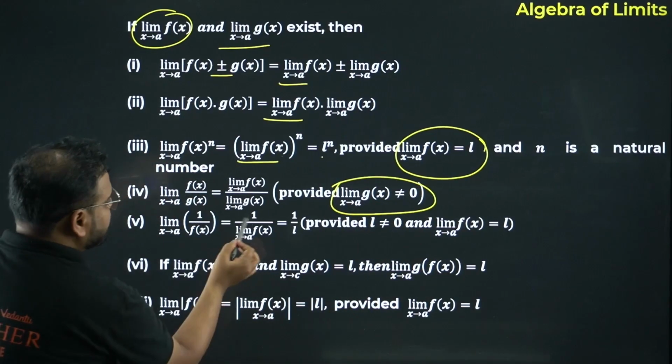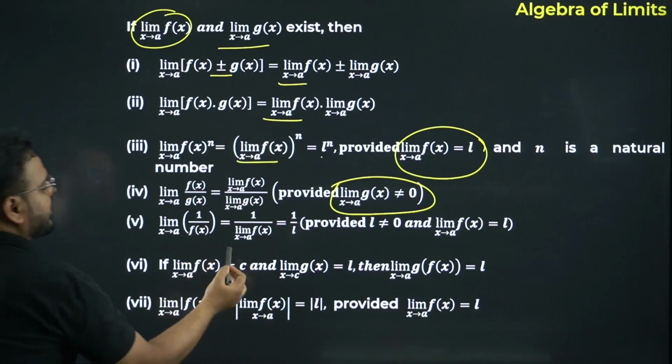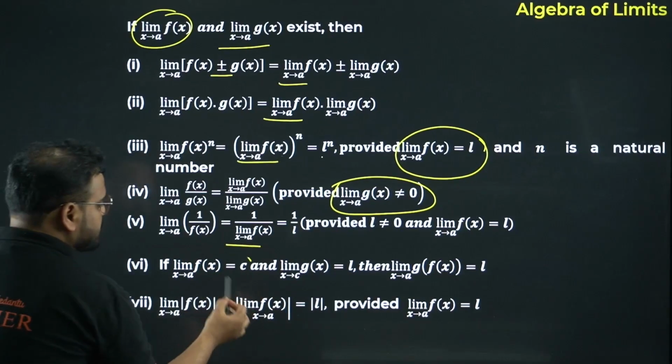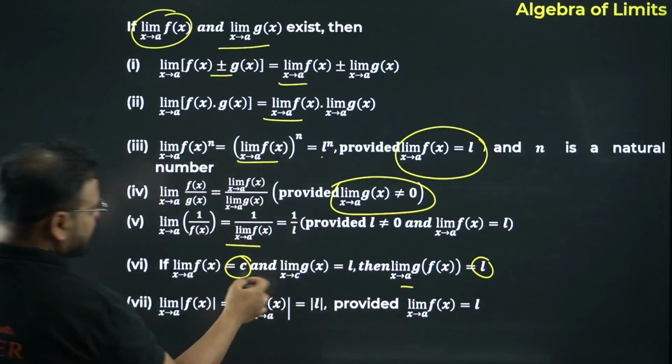We have to have the denominator as a non-zero value. If you have 1 by f(x), you can take the limit first, then take the ratio, not a problem. Same thing, if this is equal to c and this is equal to l, I can write this as also l. Basically this is the combination, right?